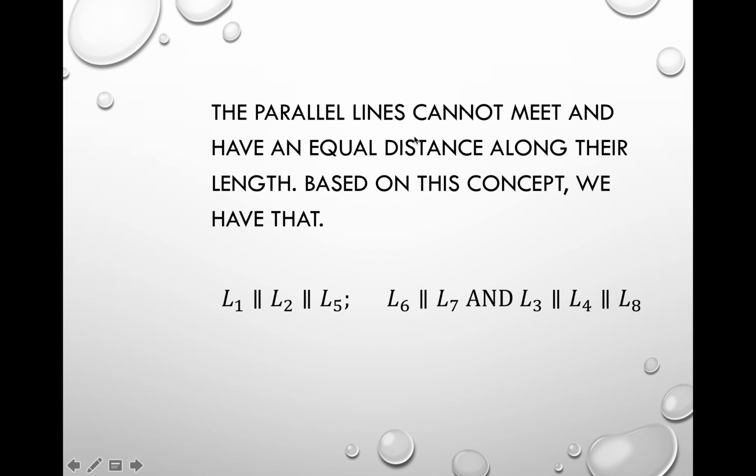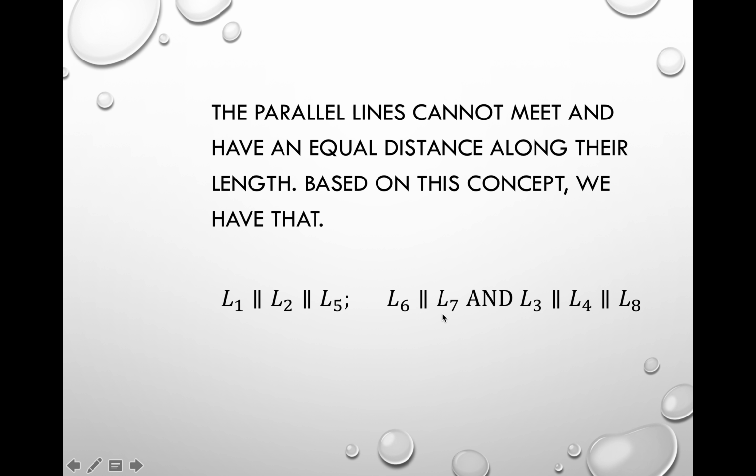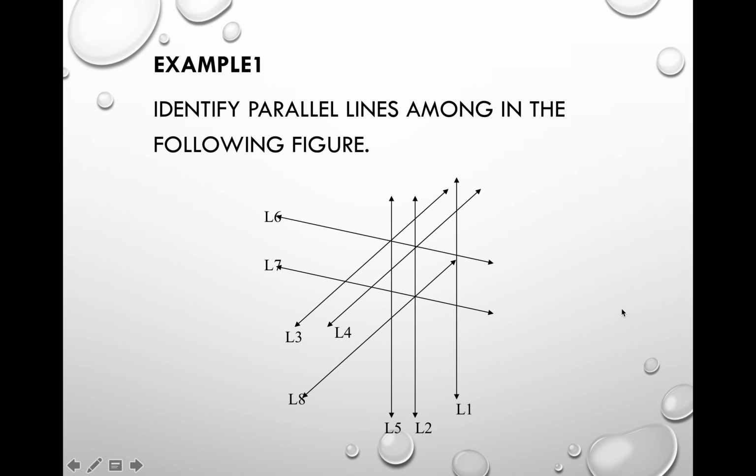So parallel lines cannot meet and have an equal distance along their length. Based on this concept, we have that lines 1, 2, and 5 are parallel to each other. 6 and 7, and 3, 4, and 8. So 6 and 7 are parallel to each other, and 3, 4, and 8 are parallel to each other.